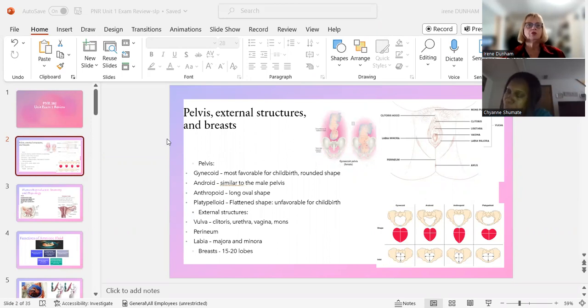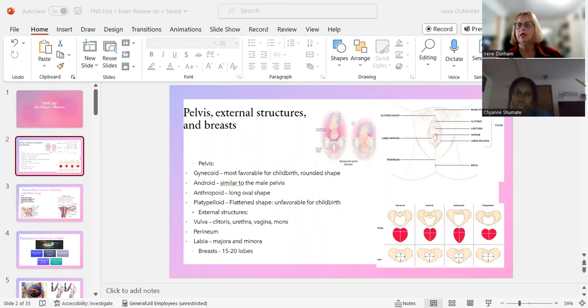Okay, so chapter 2 starts with your pelvis, your external structures. Now, heads up. What does my heads up mean? It means that you probably see this again. The gynecoid pelvis is the most favorable for childbirth, okay? And just to let you know, the android pelvis is very similar to the male pelvis. And then the anthropoid is long and oval shaped, and the platypelloid is a flattened shape. Now that one is very unfavorable for childbirth.